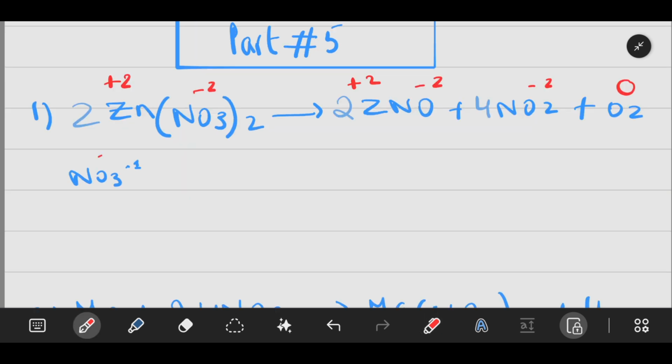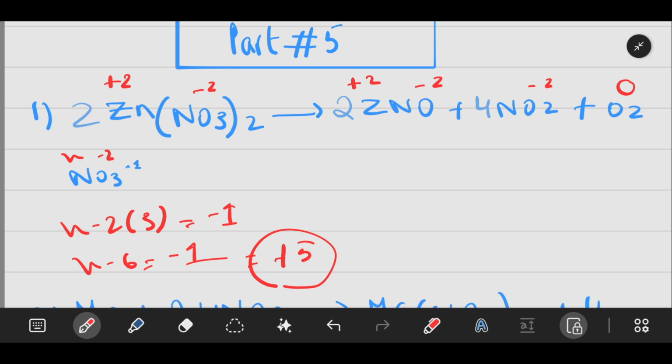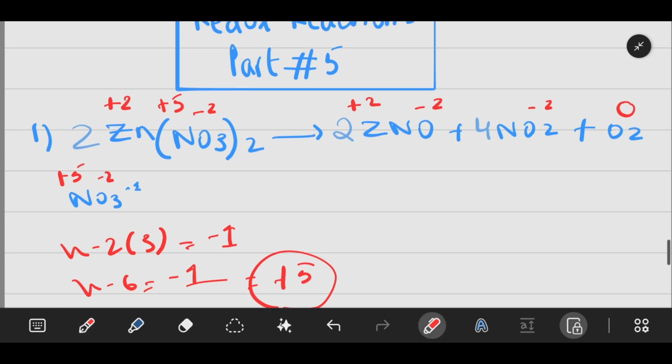Okay, so oxygen is a -2. This is x. So x plus (-2) times 3 is equal to -1 because the overall charge of nitrate is -1. Alright, so let's just solve it. x minus 6 is equal to -1. The 6 will go on the other side to become +5. So x is +5. Alright.